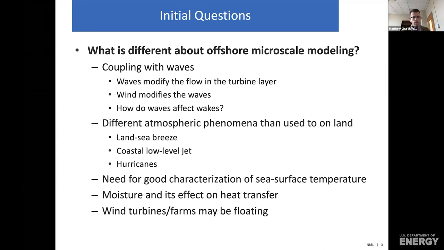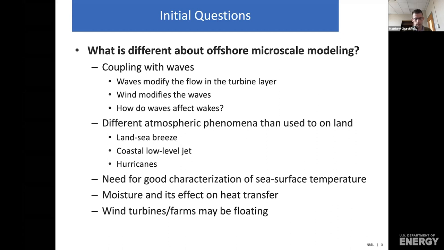And then there are all sorts of different atmospheric phenomena that have been brought up in the previous talks, like land-sea breezes, coastal low-level jets, and tropical cyclones that you need to take into account. There's a need for good characterization of the sea surface temperature because the winds above are coupled with that. And the question that I have is, what effect does moisture have on the flow? I'll get to why that question comes up in a minute. And then as Andreas just showed, the wind turbines or the farms may be floating. So now you've got a very complex machine or system of machines being subject to the wind and the waves.